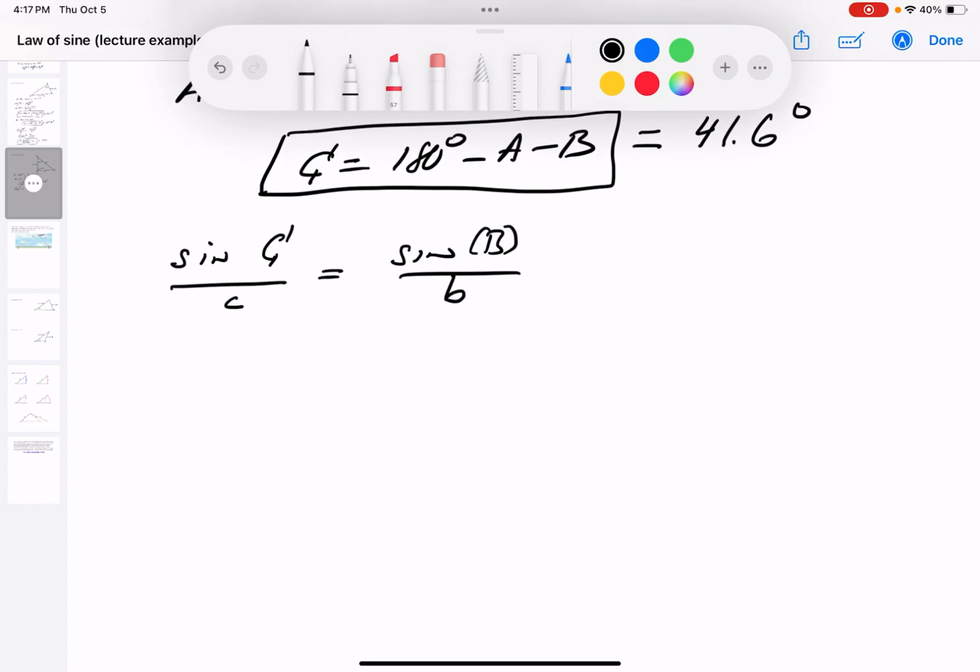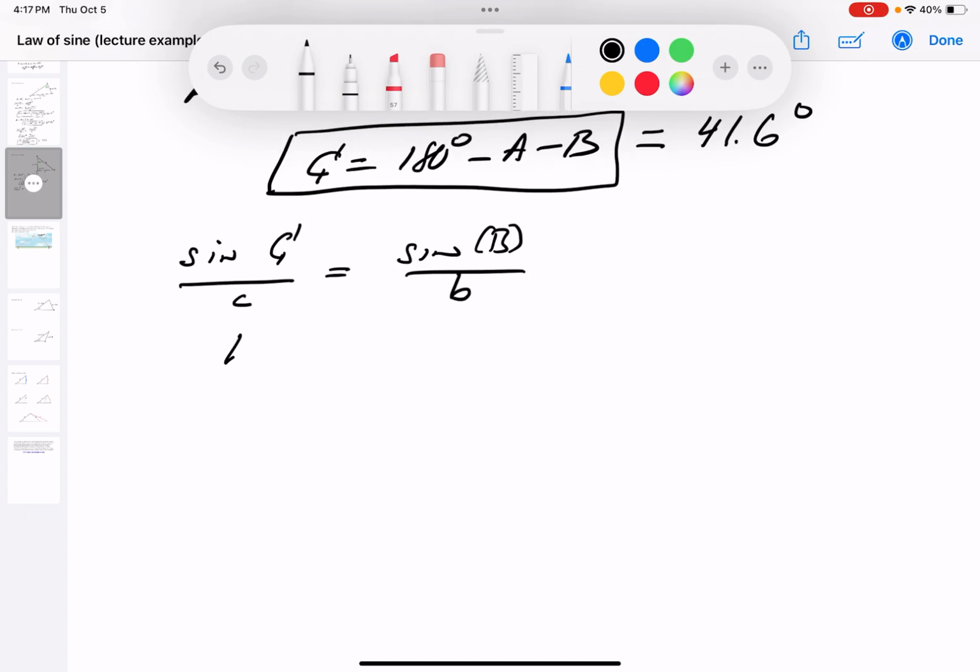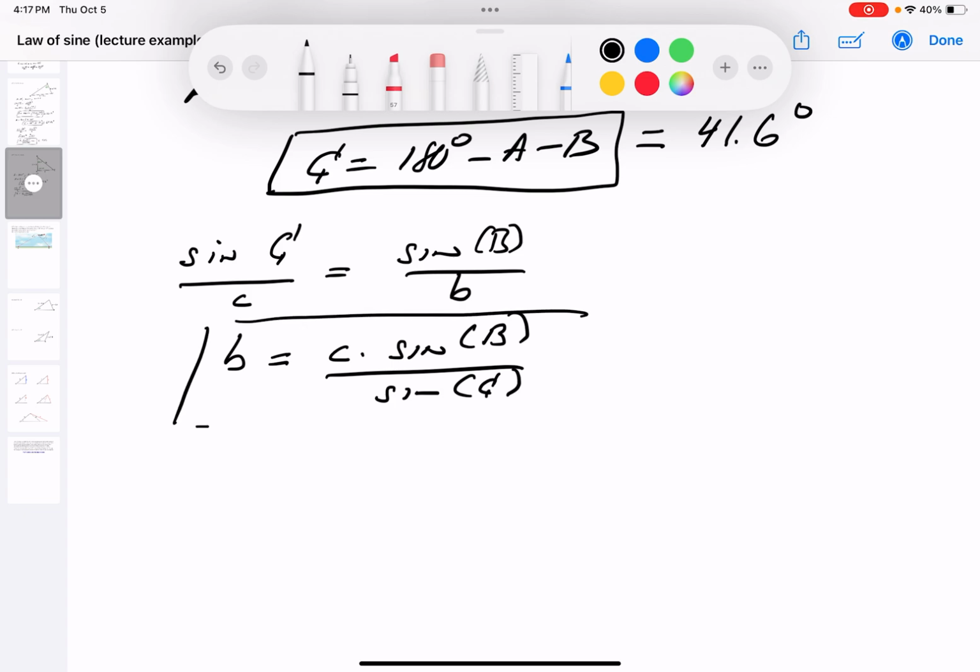And certainly you can write this differently. I'm just going to manipulate this thing. B equals C times sine of B over the sine of C. All right. Again, this is my exam. That would be an answer.